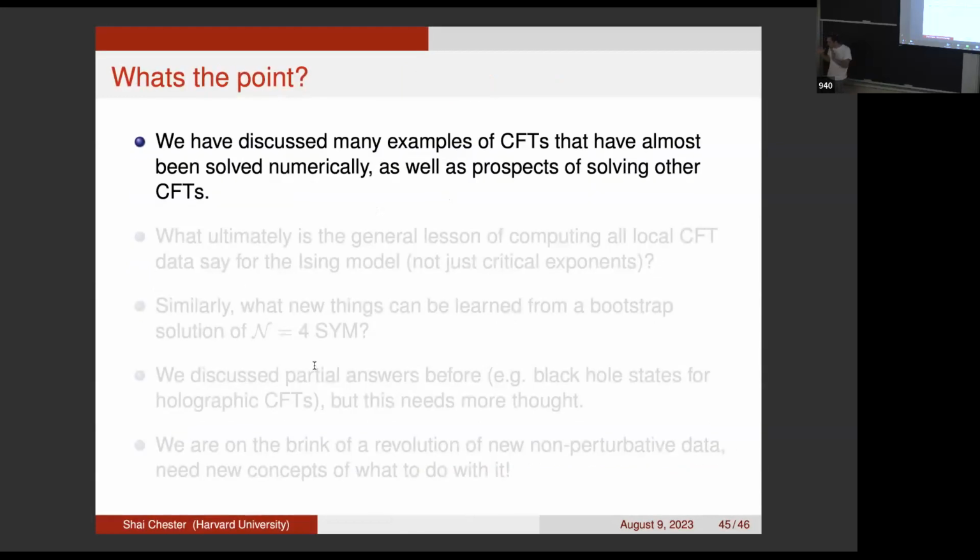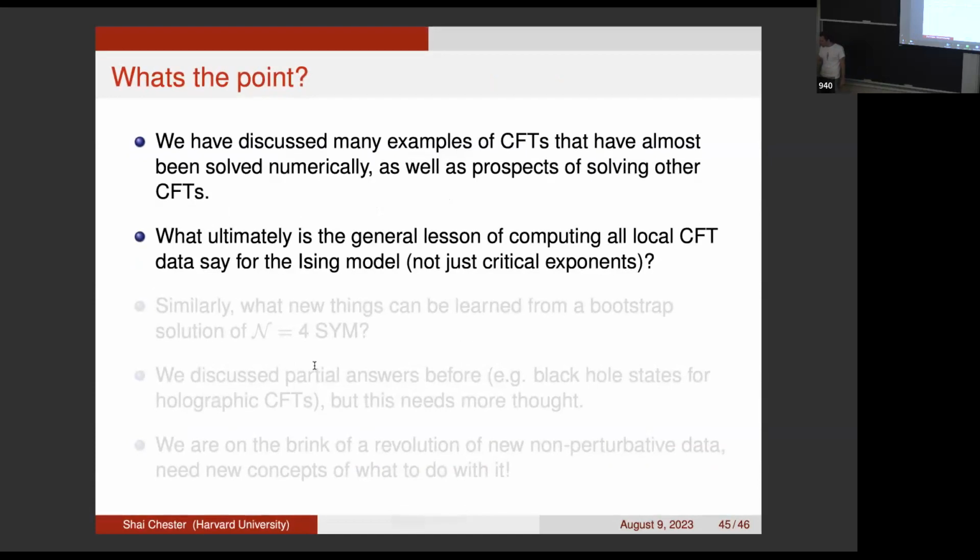Okay, so the bigger question is, what's the point of all this? This is something you should always ask whenever you hear a talk: why should I care? So we've discussed many examples of CFTs that have almost been solved numerically, as well as prospects of solving other CFTs. But what ultimately is the general lesson of computing all local CFT data, save for the Ising model?